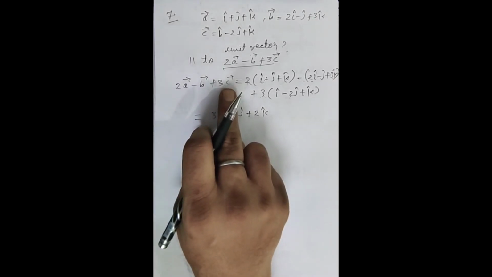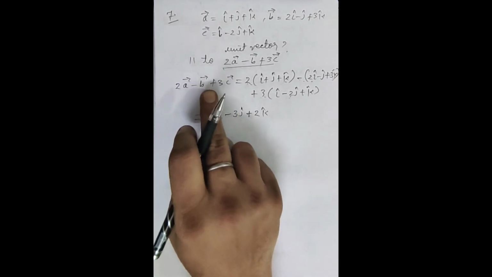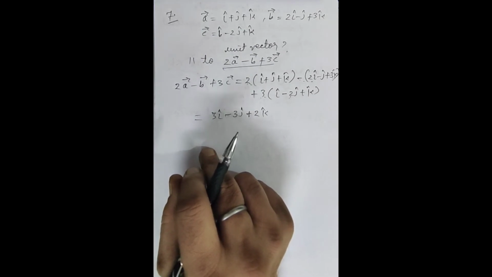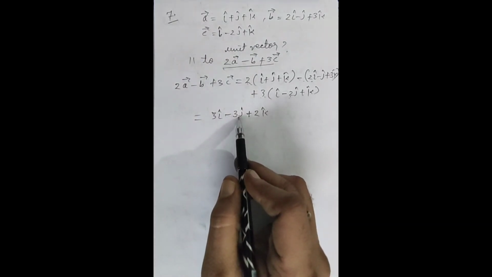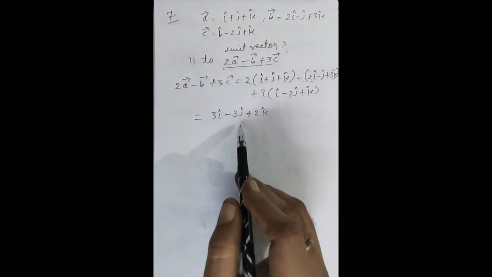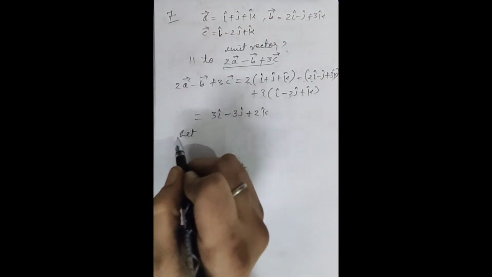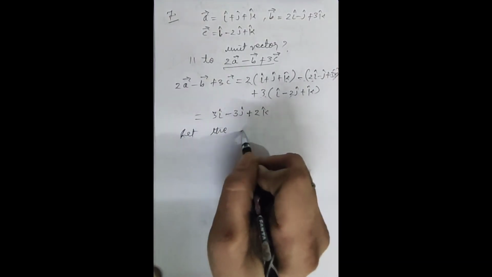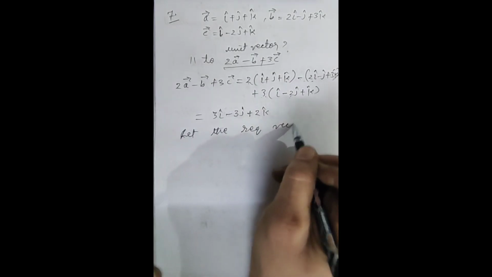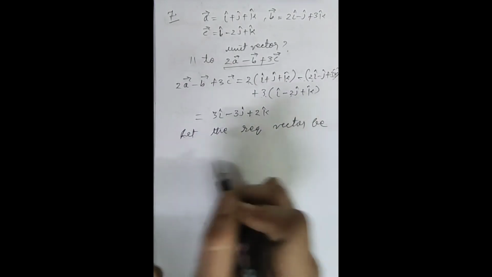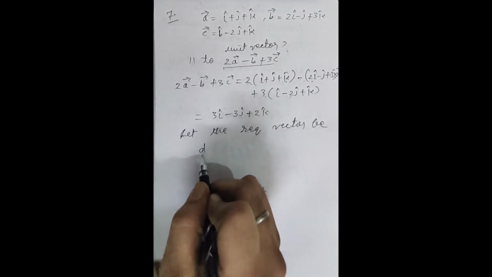So this way we get this vector in the form of its components. Actually this we can consider to be a linear combination of vectors a, b, c. Next we are told the required vector is parallel to this vector, and also that it is a unit vector. Let the required vector be d cap.